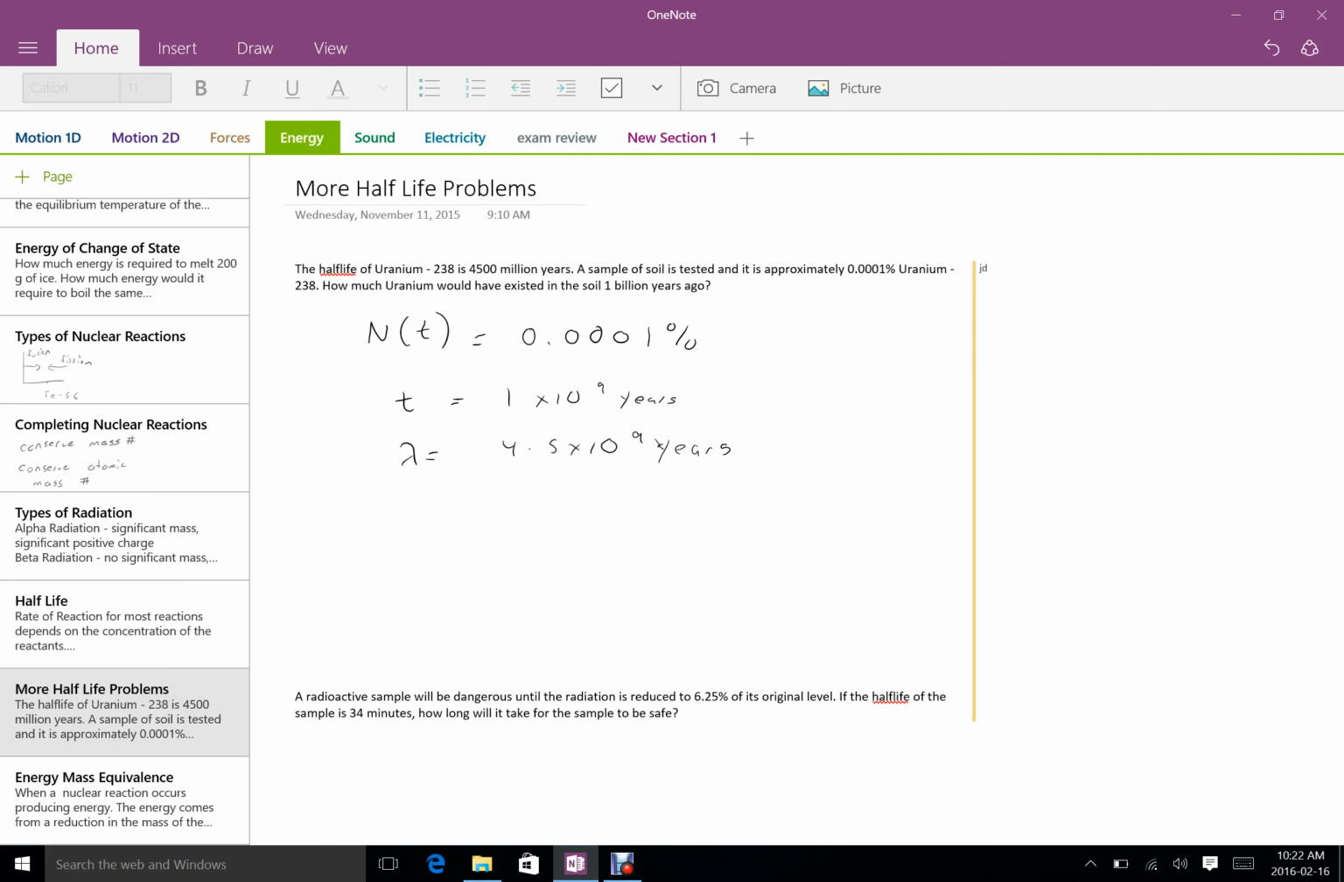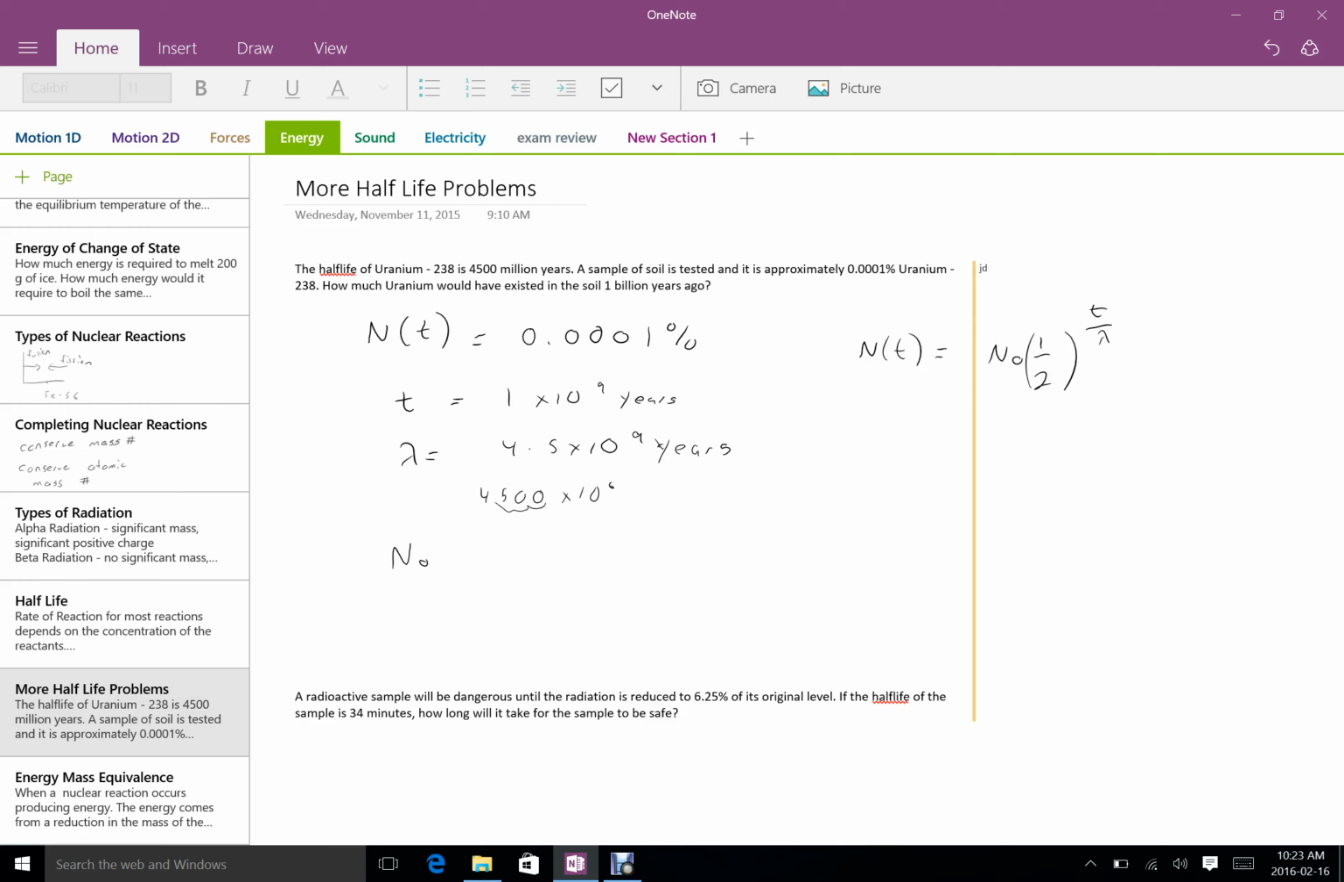It says 4,500 million years, so 4,500 times 10 to the 6 years, but I just moved it over 3 more times to make it 4.5 times 10 to the 9 years. And so it wants to know what the original amount was. So in a half-life decay, the amount left is equal to the original amount times 1/2 to the power time over half-life.